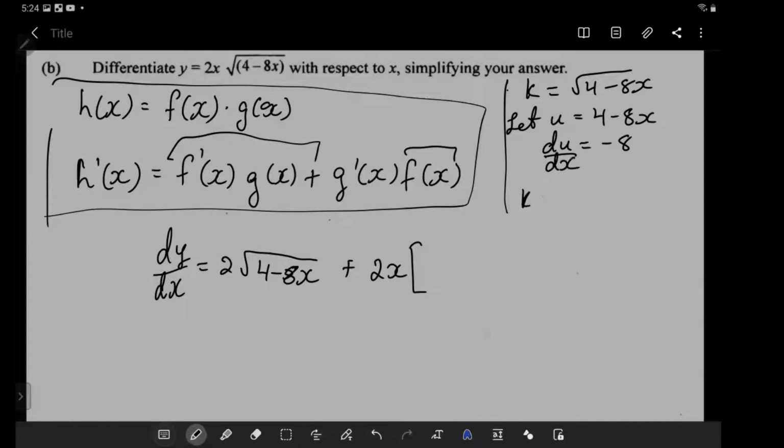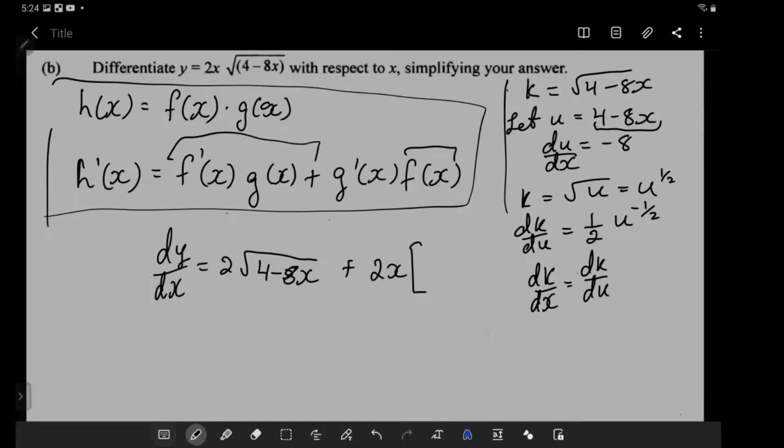Right, so then k is equal to the square root of u, which is u to the 1/2 power. So dk/du is equal to 1/2 u to the minus half. But we do not want dk/du, we want dk/dx. So we have dk/dx is equal to dk/du times du/dx. And this is called the chain rule.